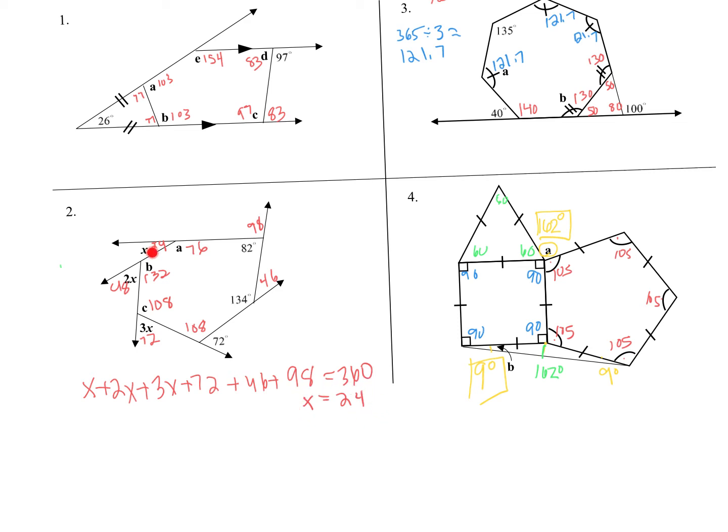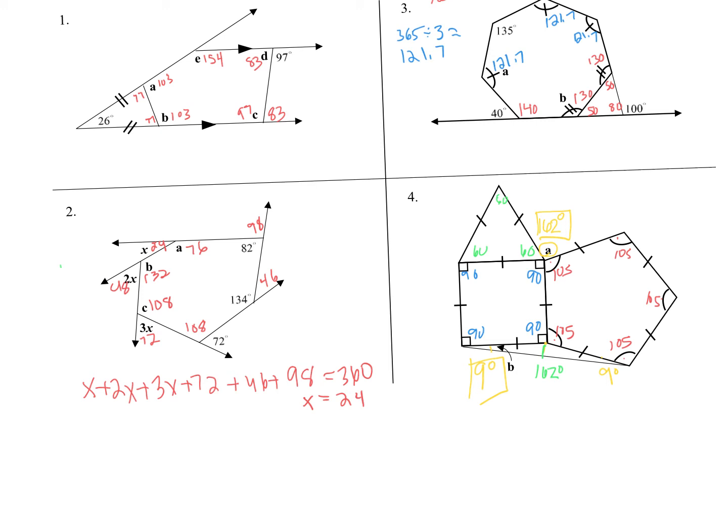Once you get that x is 24, this one is 2 times 24, 48. This one is 3 times 24, 72. And then you can use the supplementary to make sure that you can get that angle, the linear pair, with the A, B, and the C.